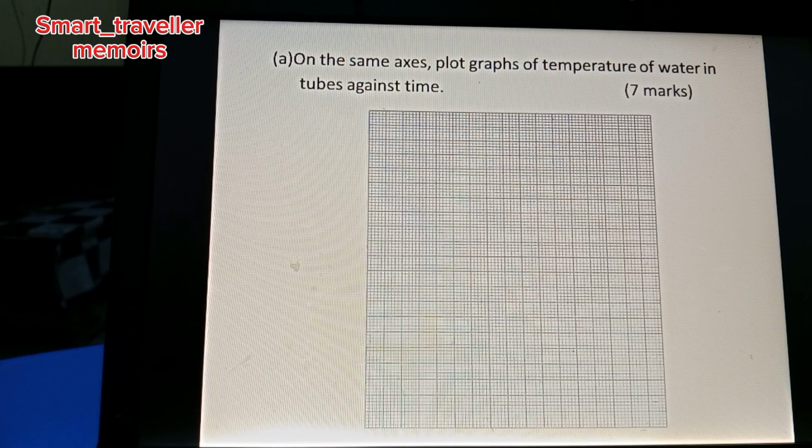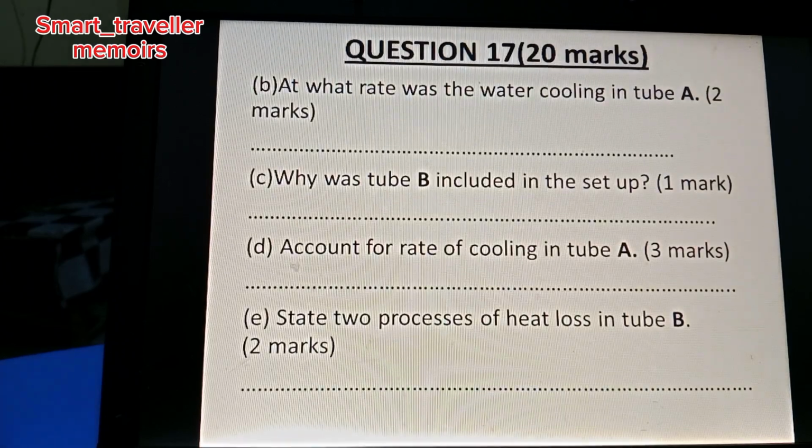On the same axis, plot graphs of the temperature of water in tubes against time. At what rate was the water cooling in tube A? Why was tube B included in the setup? Account for the rate of cooling in A. State the two processes of heat loss in tube B.